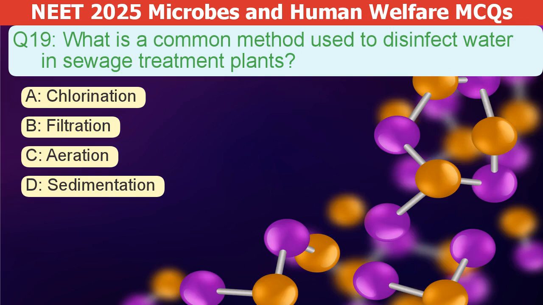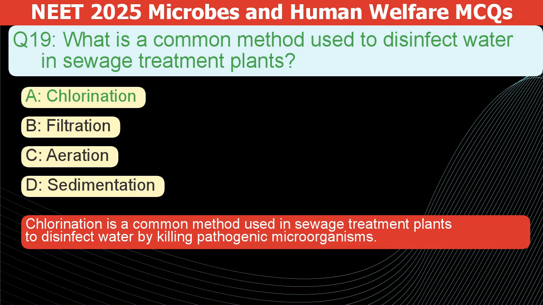What is a common method used to disinfect water in sewage treatment plants? A. Chlorination. B. Filtration. C. Aeration. D. Sedimentation. The correct answer is A. Chlorination is a common method used in sewage treatment plants to disinfect water by killing pathogenic microorganisms.